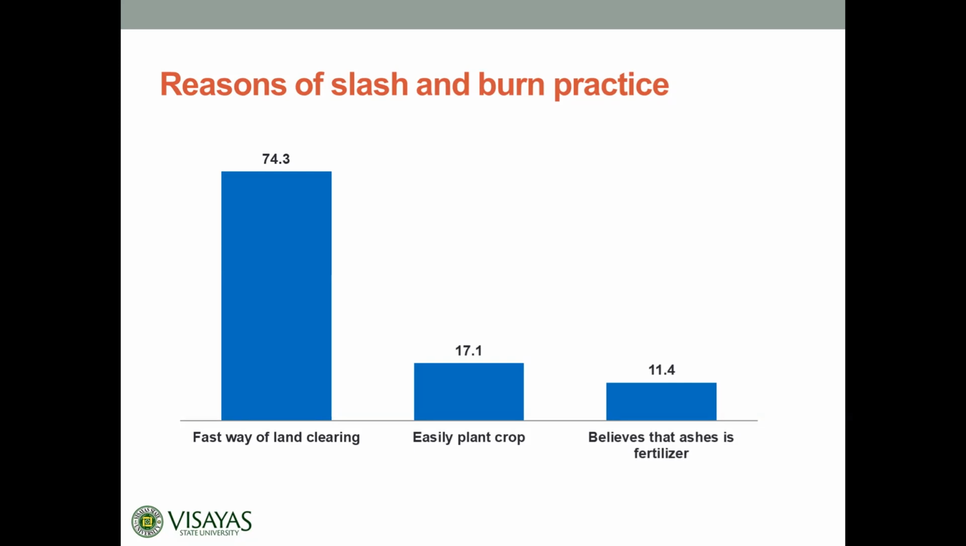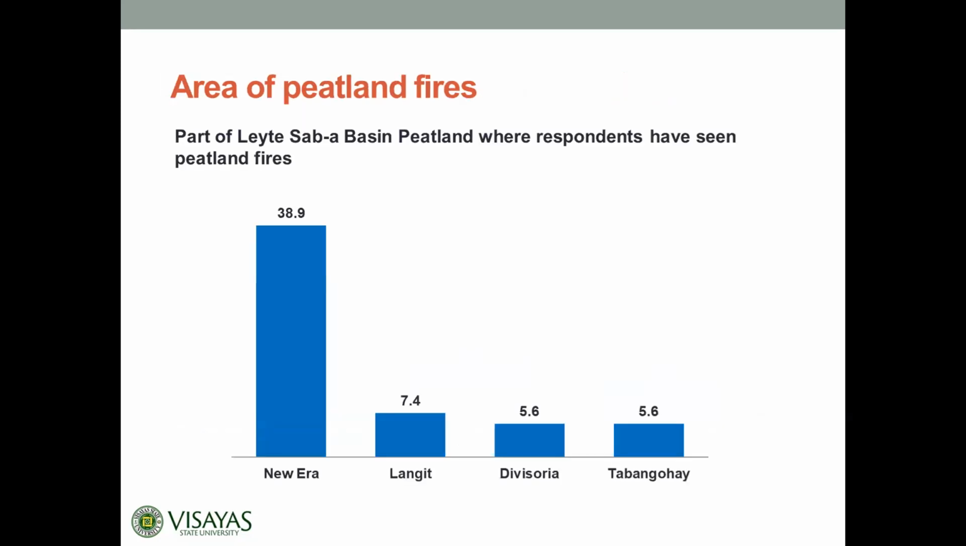And you know what? There is also a belief of these farmers that ashes from burned plant vegetation debris can really be used as fertilizer. So this is part of the belief of the farmers. And then in terms of the area in the peatland that is affected by fire, as actually seen by the respondents, 38.9% of the 54 respondents say that they usually would see it near the area of New Era. By the way, New Era, I did not mention this to be one of the communities, but actually this is a newly established community within the peatland.